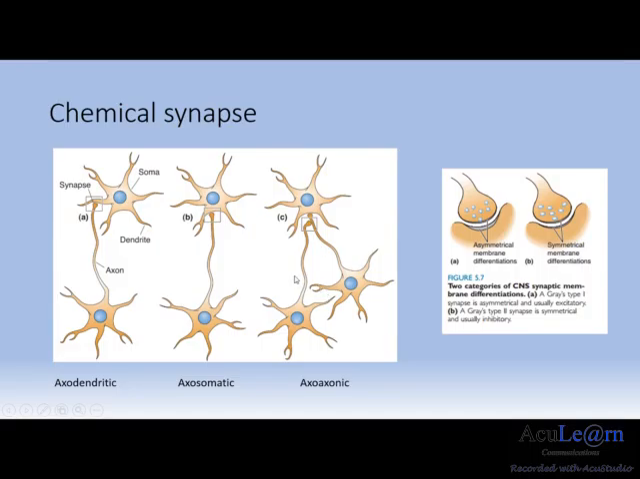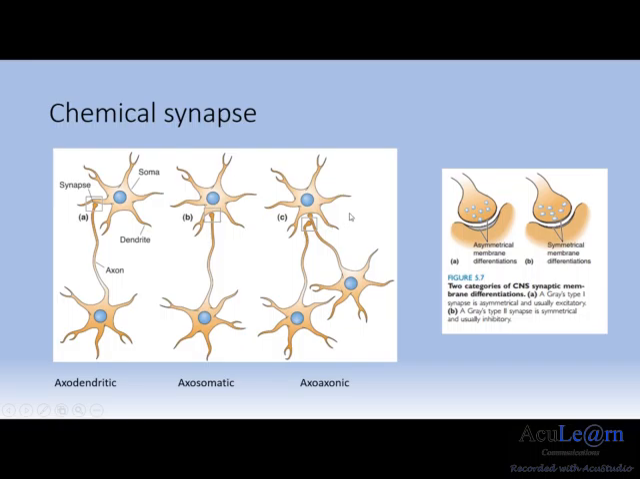The chemical synapses can be differentiated based on which part of the neuron is postsynaptic to the presynaptic axon. A is an axodendritic synapse, which is where the postsynaptic membrane is on a dendrite. B is an axosomatic synapse, where the postsynaptic membrane is on a cell body. C is an axoaxonic synapse, where the postsynaptic membrane is on another axon.